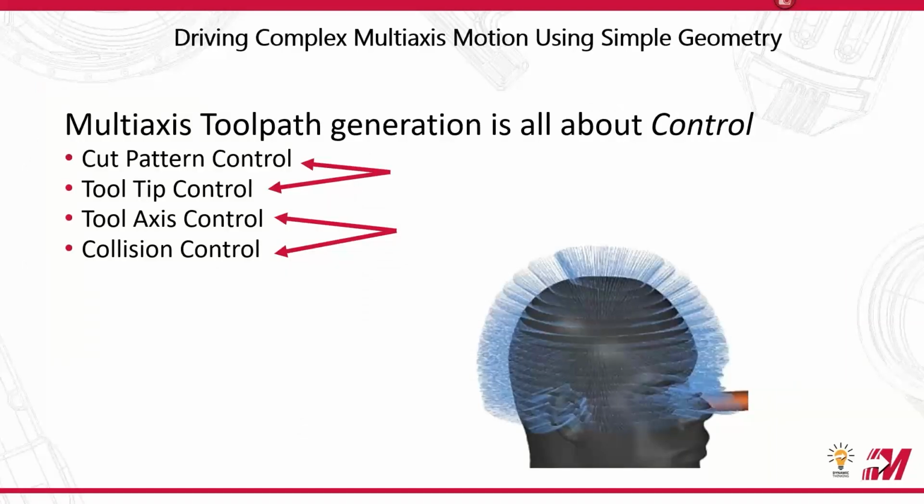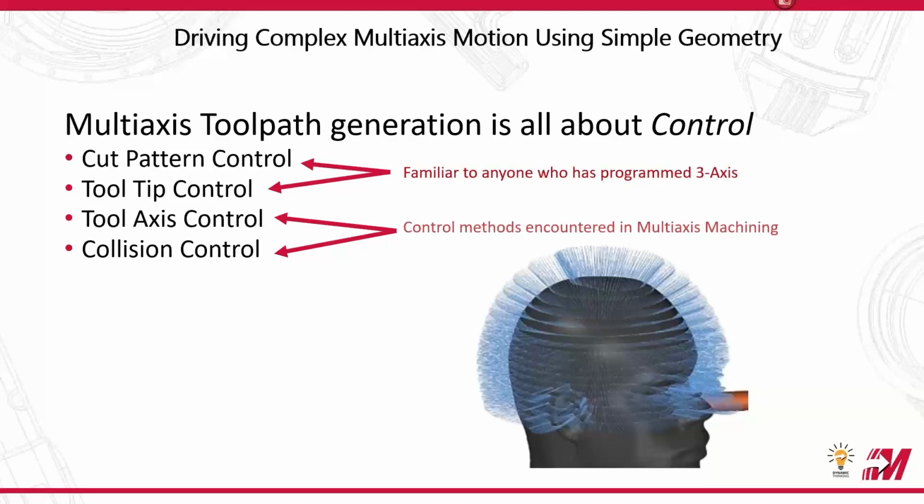Multi-axis toolpath generation is all about control. Cut pattern control and tooltip control are concepts that are familiar to you from 3-axis programming. To go from 3-axis to 5-axis programming, we have to take into account 2 different methods of control. We are adding in tool axis control, which is how we point the tool at all times, what vector the tool is traveling along at any point in that tool path. And then we have collision control, which is how we handle exceptions or other unique scenarios that may come up during the course of our path.